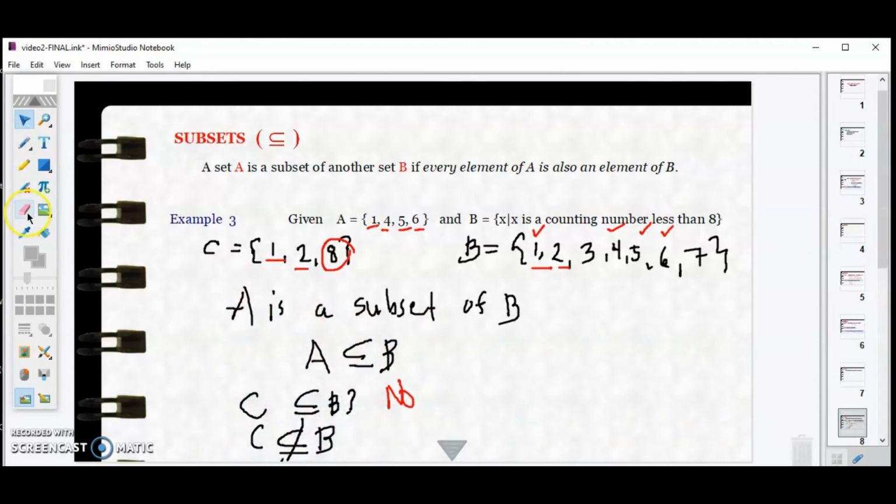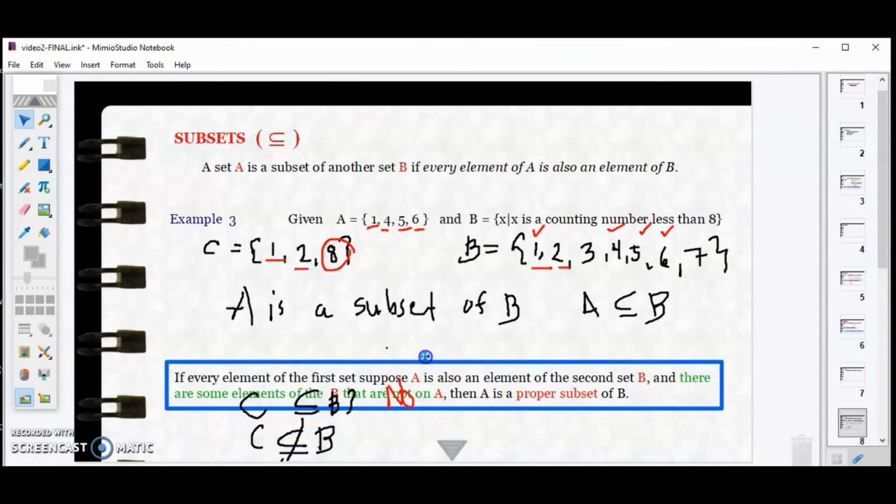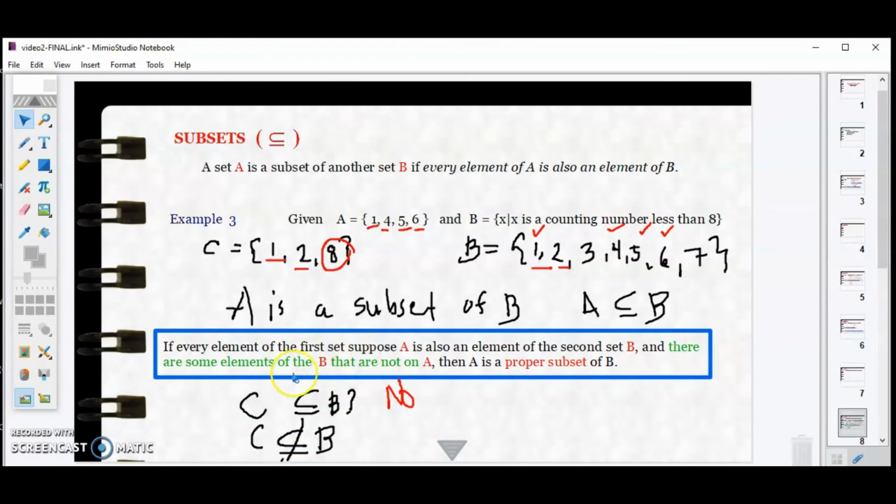wait lang. Erase muna natin to. Move lang natin, sulat lang natin siya dito sa kabila. So, here, maybe here, A is a subset of B. And then, labas ulit natin to. So, sabi dyan, pag sa subset, kapag subset yung isang set, we have to check also on the other condition. Kasi, di ba, math is an exact science, so dapat mas specific yung relationship. So, sabi dyan, and if there are some elements of B, yung second set, that are not in A, we could also say that A is a proper subset of B.